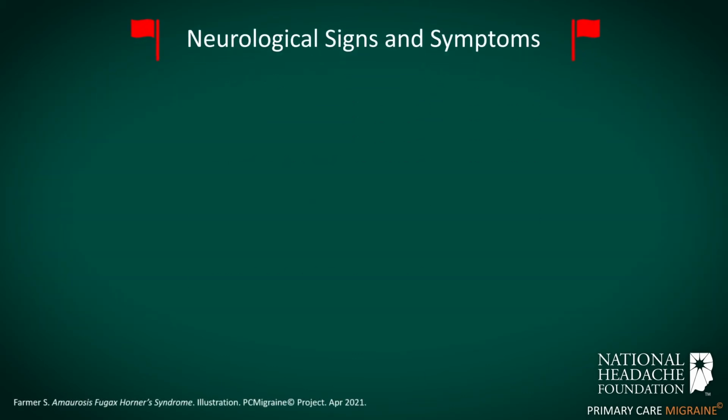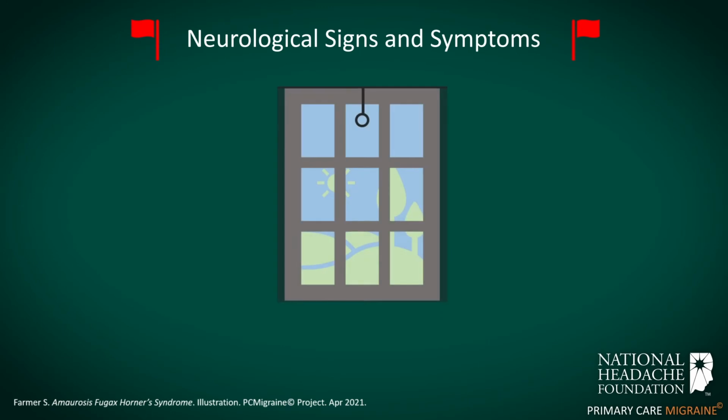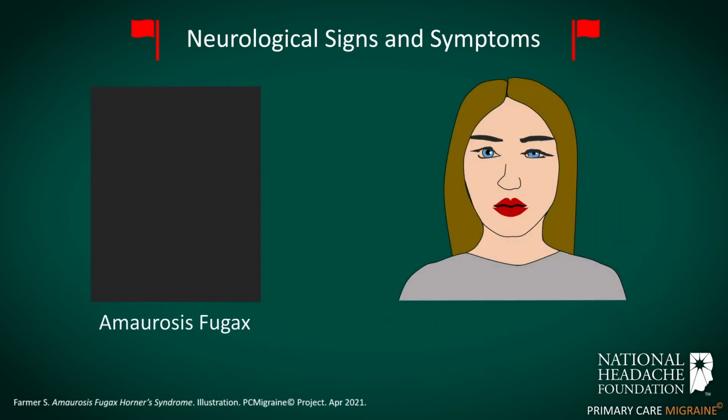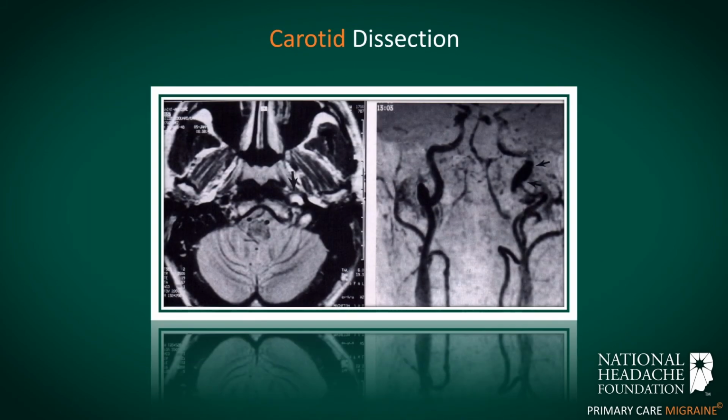When you ask about neurologic symptoms, she reports complete visual loss of the left eye that has occurred on 2 occasions and lasted for 1 to 2 minutes each time. She stated it was like a curtain pulling down over her left eye. This is consistent with amaurosis fugax. Your physical exam showed ptosis and miosis of the left eye. So this physical finding is consistent with a painful Horner syndrome. So the red flags in this case are the amaurosis and the Horner syndrome. She underwent a CT angiogram of the head and neck and was found to have a carotid dissection.